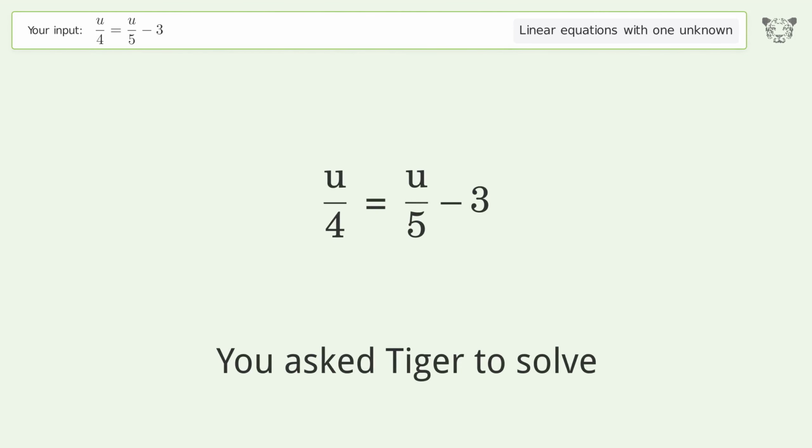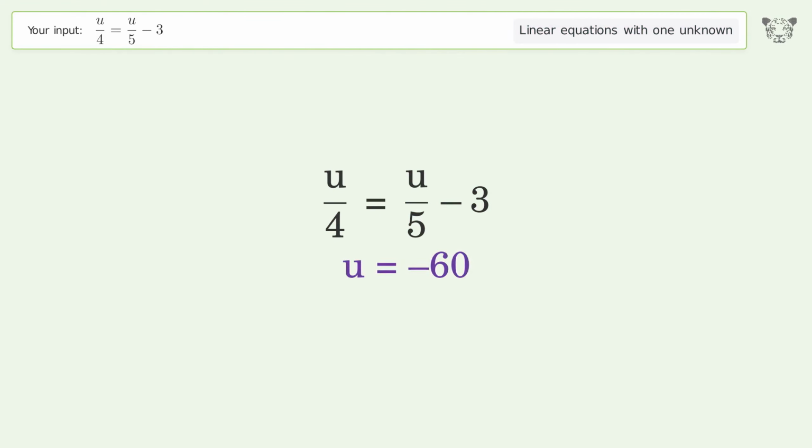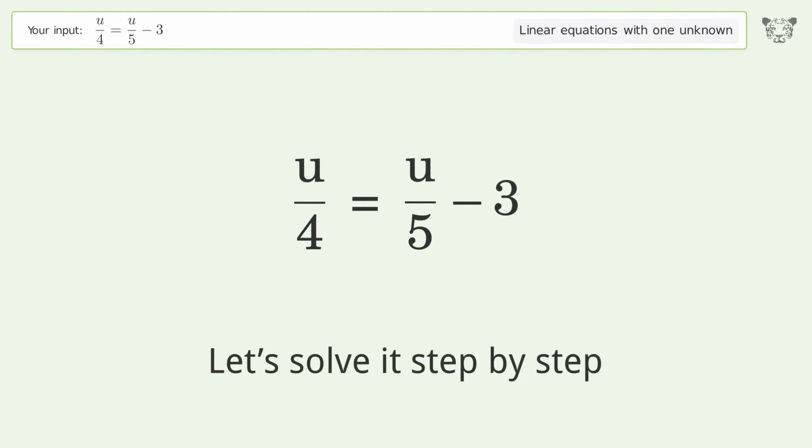You ask Tiger to solve. This deals with linear equations with one unknown. The final result is u equals -60. Let's solve it step by step.